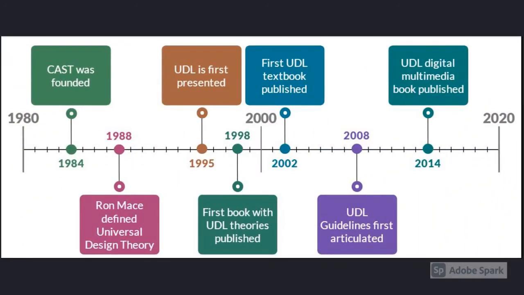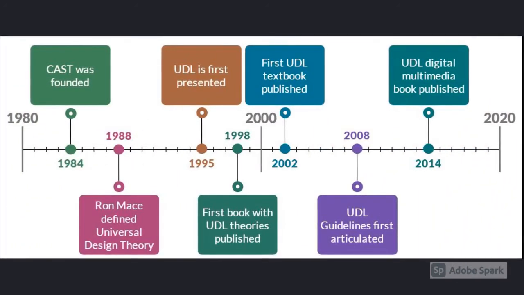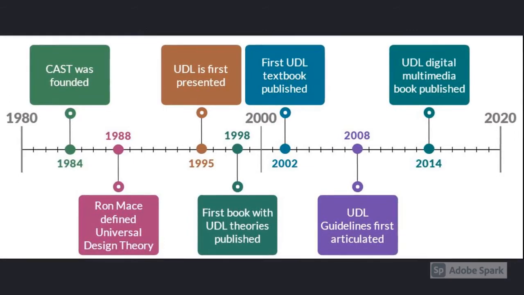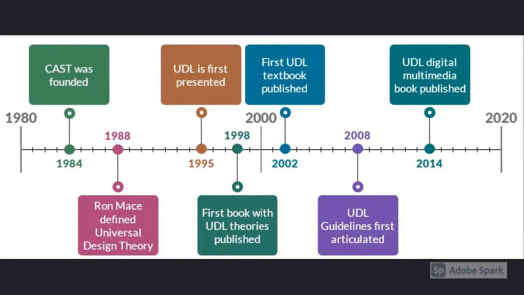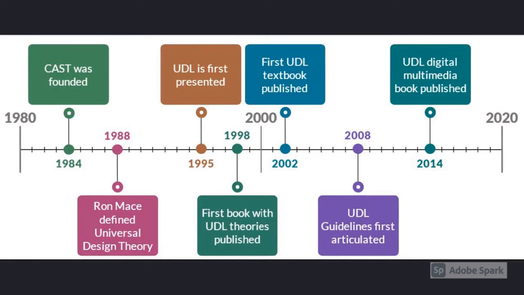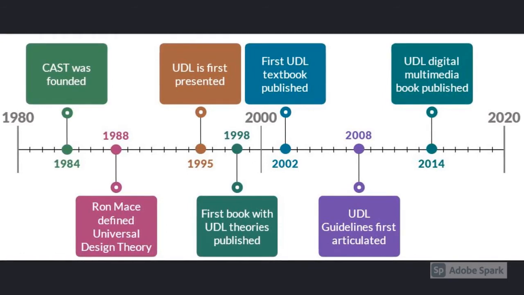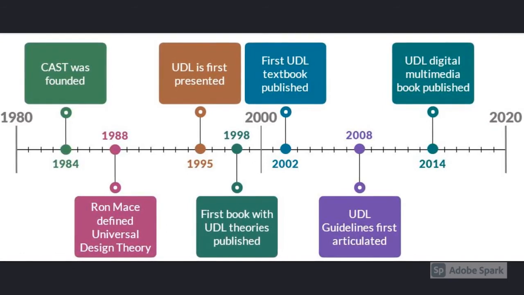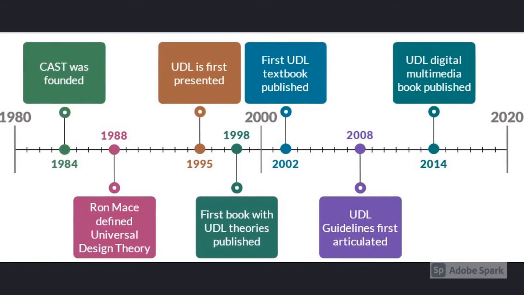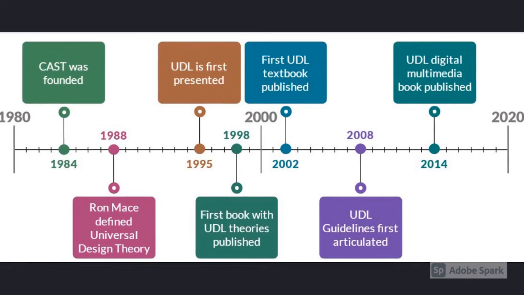In 1984, CAST was founded, and their mission was to develop ways to help learners with disabilities gain access to the general education curriculum. Universal design theory was defined in 1988, and the first book was published in 2002. In 2008, the UDL guidelines were articulated following the publication of UDL Digital Multimedia Book.